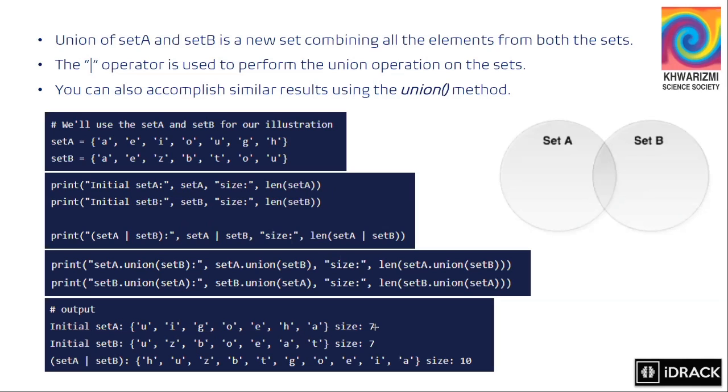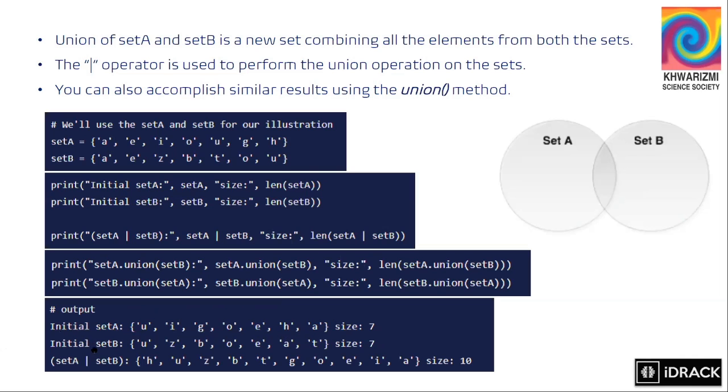U, I, G, O, E, H, A, size 7. Now, if you notice here, it's not giving you the set in the same order. Here, the order was A, E, I, O, U, and then G, H. But here, it's mixed up the order. And when you print it the next time, it's going to mix it up again and again. Every time you print it, it's probably going to give you a different order. Again, that's because the order within sets is not fixed. It's unordered and unindexed.